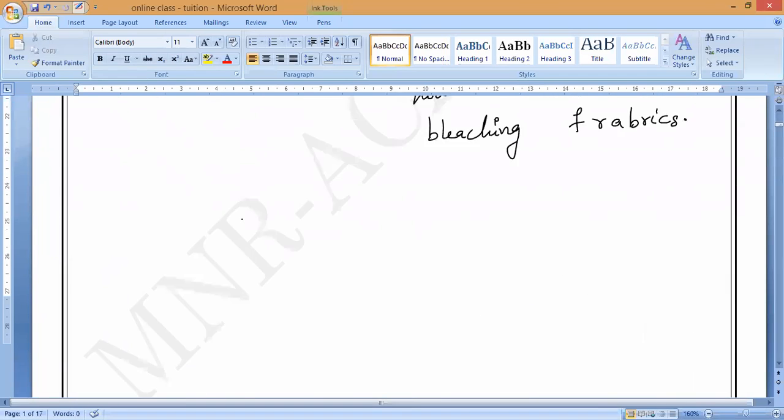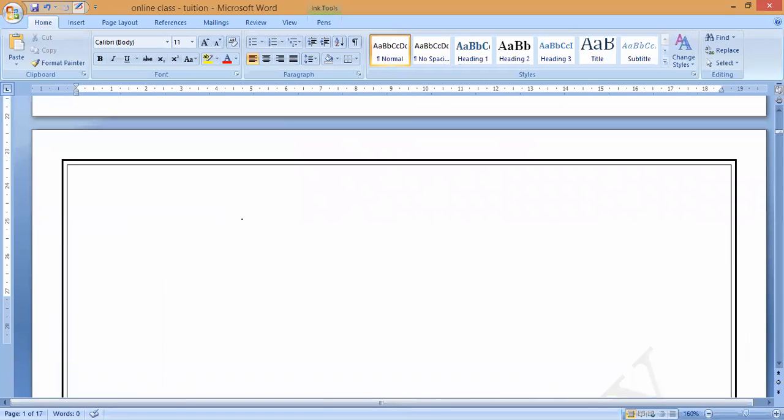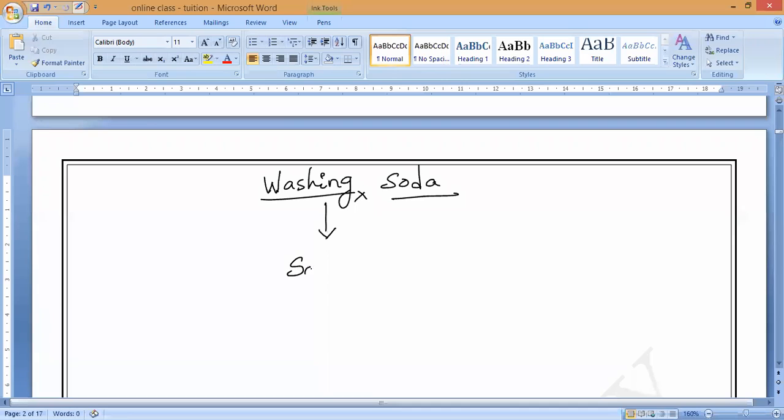Okay, now observe very carefully, all of you. Washing soda is not a new thing. We already know the sodium carbonate formula. What is the sodium carbonate formula? Na2CO3. You already know that. So if you take washing soda, all of you should remember, it is sodium carbonate. But what is the formula of sodium carbonate? Na2CO3.